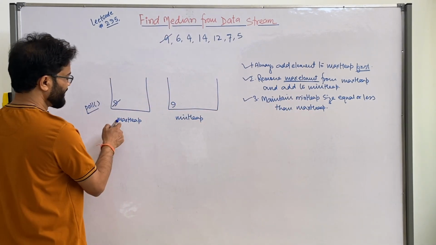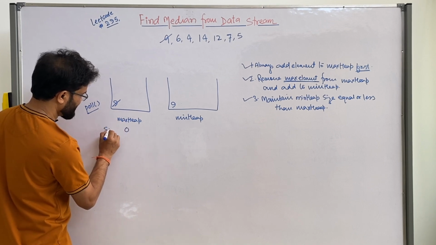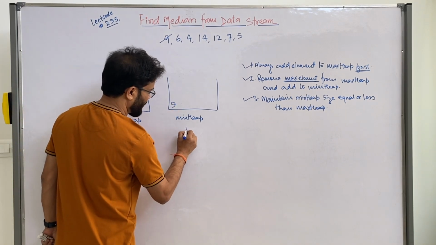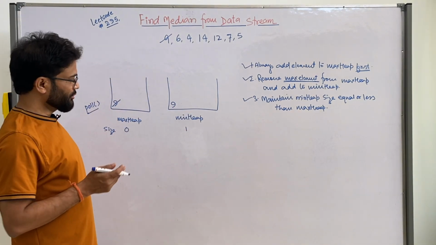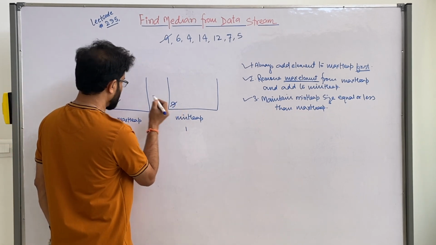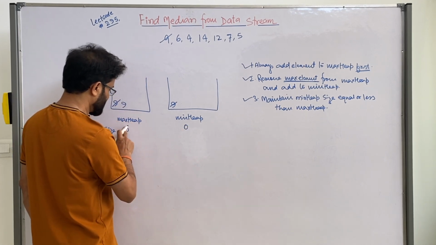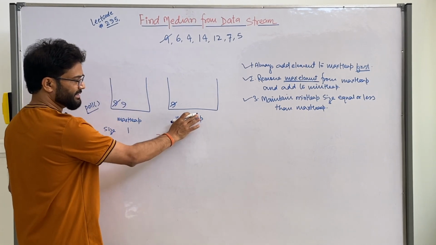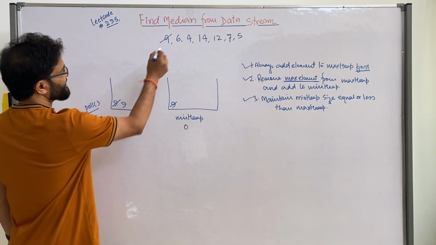Now if you see, the size of the max heap is 0, and this size is 1. So this is the greater, so it should not be. You have to maintain the size. So we take this 9 and keep it here. So now this size is 0 and this size is 1. So always this size should be equal or less than 1. So 9 is done. Now the 6.